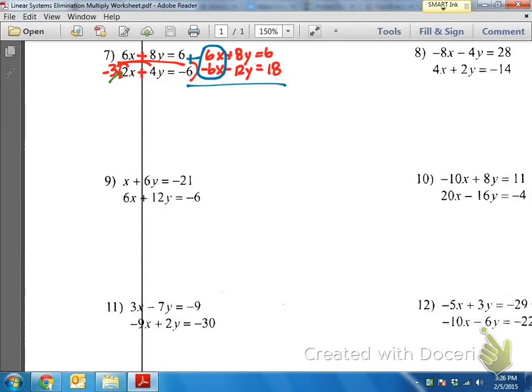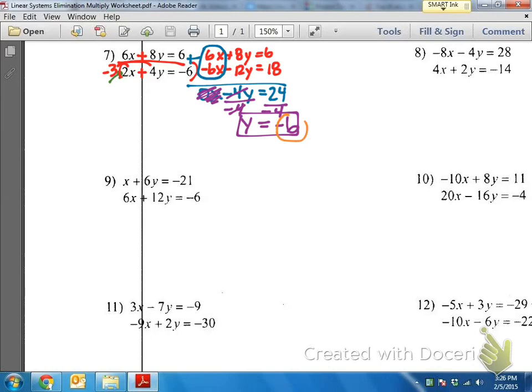So 6 plus negative 6 is 0x. 8 plus negative 12 is negative 4y. 6 plus 18 is 24. All right, so 0x is eliminated. Then to get y by itself, we divide by negative 4. Y equals 24 divided by negative 4, which is negative 6. So we know y equals negative 6, but I'm not done because now I need to find the x part of my equation.